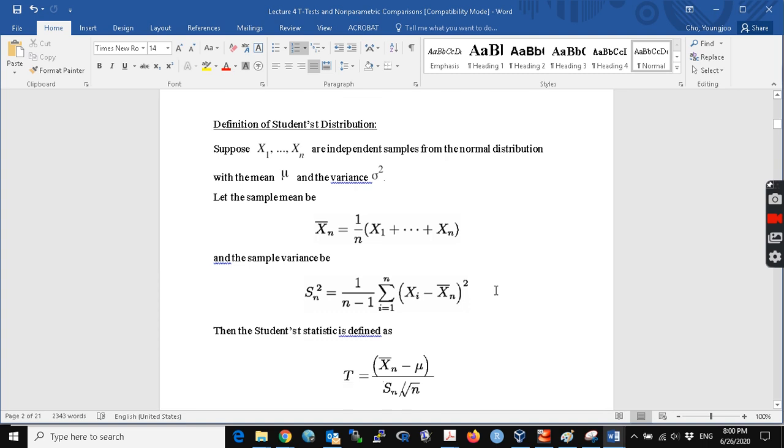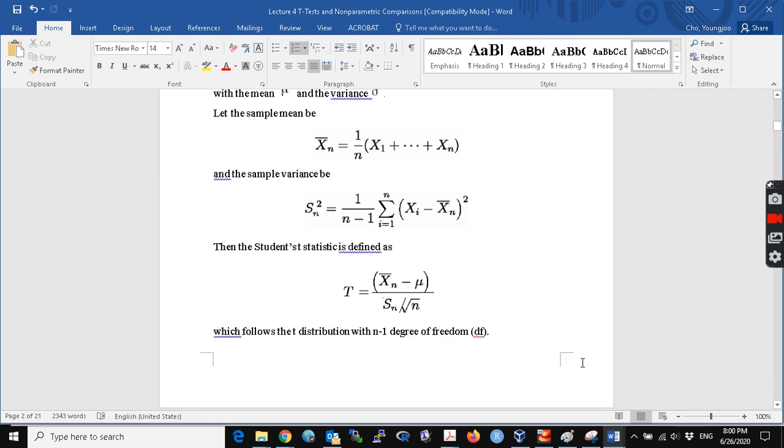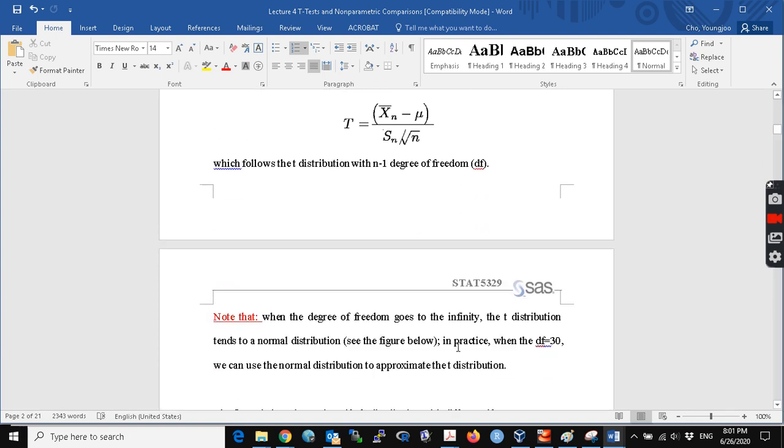We define the sample mean as x bar n, and the sample variance as Sn square, which you already know about. And then the student's t statistic for the one sample case is defined as t equal to x bar n minus mu divided by Sn divided by square root n. It follows the t distribution with n minus 1 degrees of freedom.